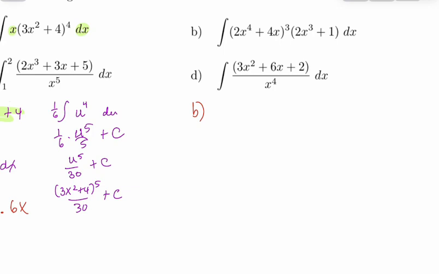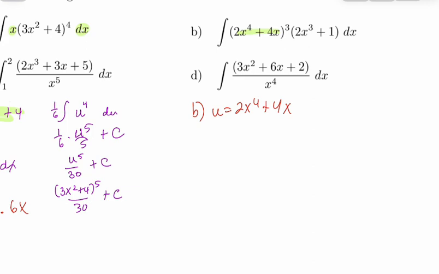Okay, so in B here, we have something stuck to the third power. Then you have to think, is its derivative or something like its derivative sticking on the outside? Well, sure. The derivative of something to the fourth power is the third power. The derivative of an x is just a number. Odds are that this is what we're going to make the u. So we're going to make u equal to 2x to the fourth plus 4x.